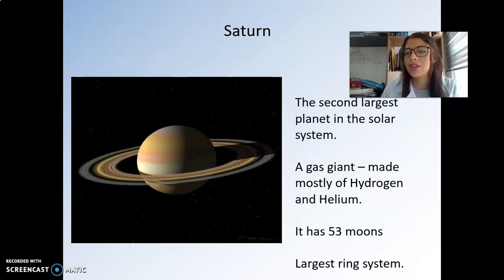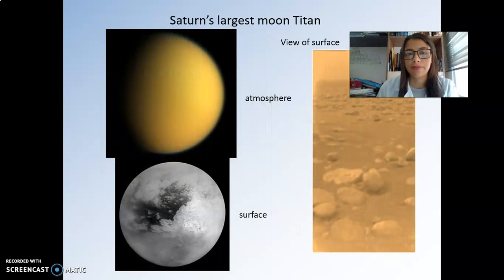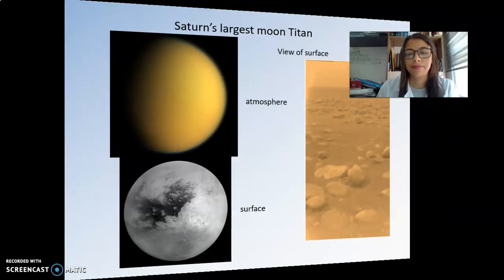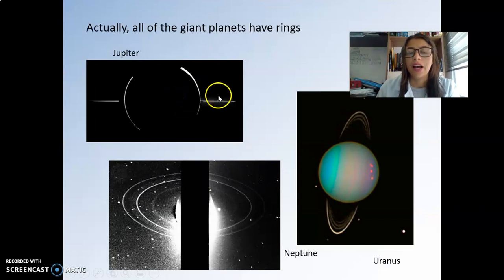Saturn is the second largest planet in the solar system, a gas giant made mostly of hydrogen and helium. It has 53 moons and the largest rings in the system. Saturn's largest moon is Titan. Titan has a surface and atmosphere. Actually, all the giant planets have rings: Jupiter, Neptune, and Uranus.